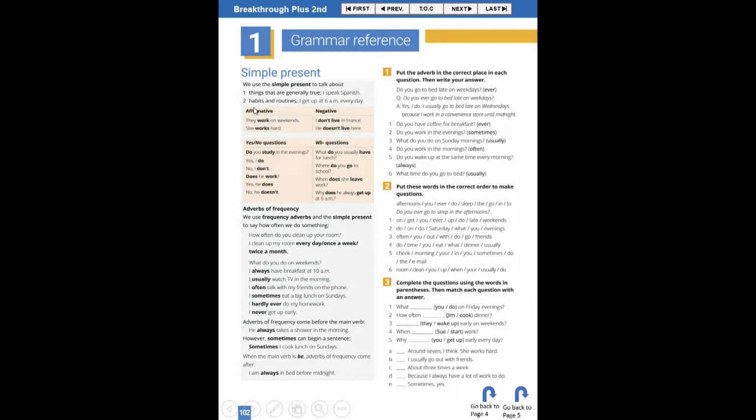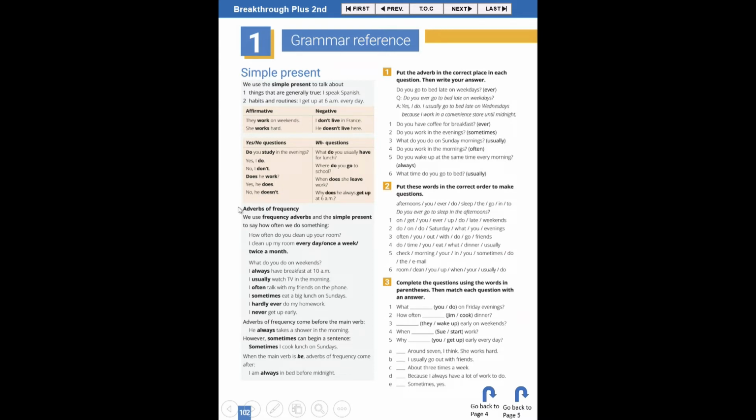We can use this in the affirmative, or we can use this in the negative. They work on weekends. She works hard. I don't live in France. He doesn't live here. We can also use simple present verbs when we're asking yes or no questions. For example, do you study in the evenings? Yes, I do. No, I don't. Does he work? Yes, he does. No, he doesn't.